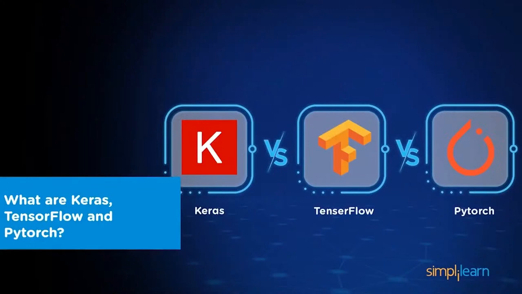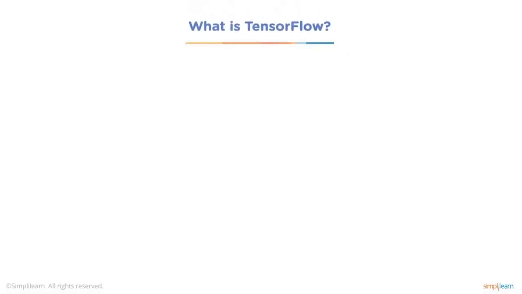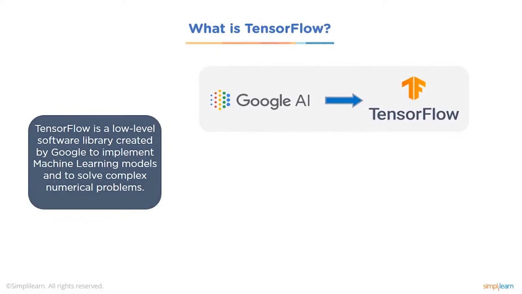Before we can see the differences between these platforms, we first need to know what exactly each of these platforms are. Let's start with TensorFlow. What is TensorFlow? TensorFlow is a low-level software library which is created by Google to help implement machine learning models and to solve complex numerical problems. TensorFlow is nothing but a free and open source software library for machine learning. It can be used across a range of tasks but has a particular focus on training and inference of deep neural networks.